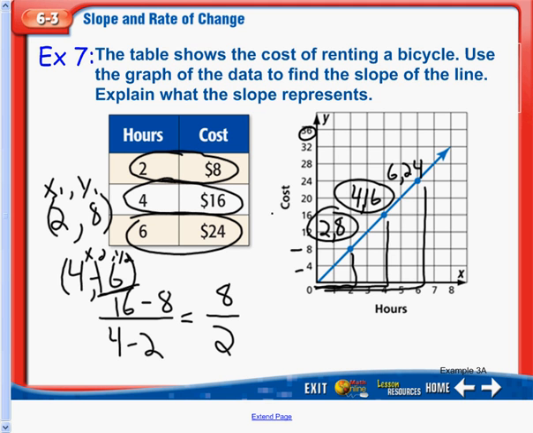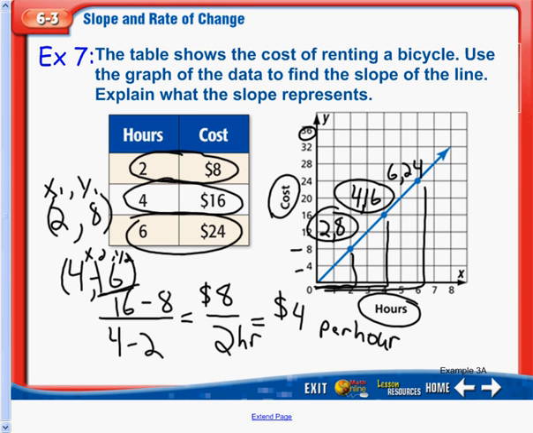And in this case, remember, we have cost, which is actually in dollars per hour, because we're talking about the cost of renting a bicycle. So this is dollars per hour. And we're not done, as we have 8 over 2, and we're trying to find a denominator of 1. So dividing both of those by 2, 8 divided by 2 is going to give us 4. 2 divided by 2 will give us 1. So we have $4 per hour. 8 divided by 2 is 4.